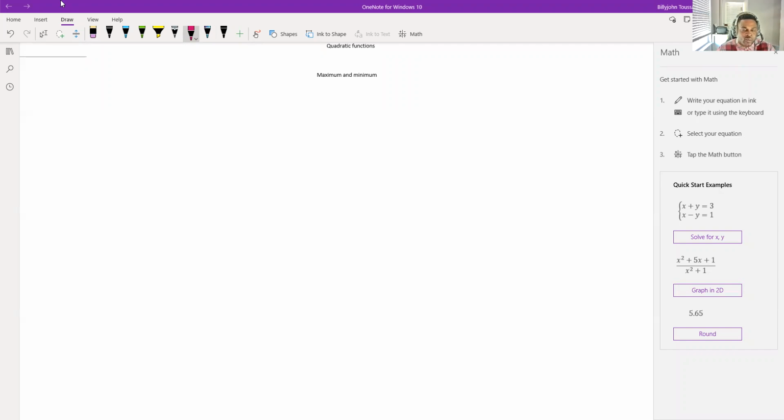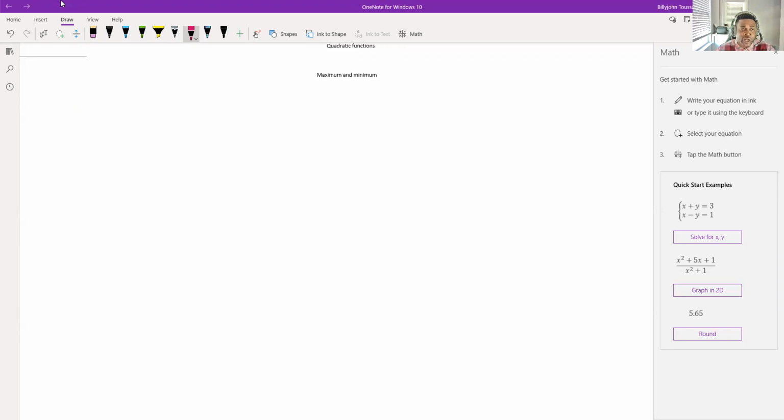All right. So maximum is when you reach the highest point, right? While the minimum is when you reach the lowest point. Increasing is when you are going up, and decreasing is when you're going down, right?